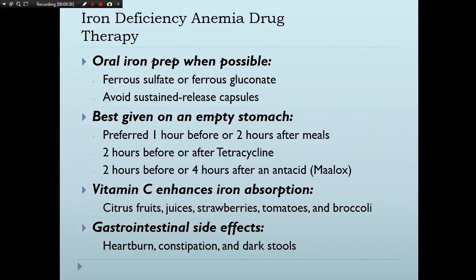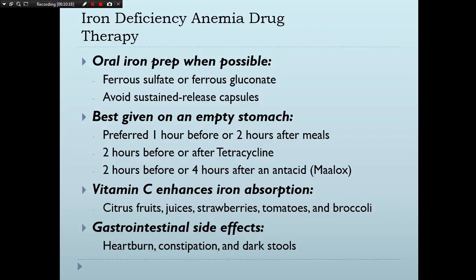Some drug therapy we might consider is always oral iron first. Some of the preparations you might see in practice are ferrous sulfate or ferrous gluconate. We're going to do our best to avoid enteric-coated or sustained release capsules, and this is because they break down farther in the small intestine, so there's going to be a decreased absorption of iron. Best to give it on an empty stomach. Vitamin C is going to enhance the absorption of iron, so we might want to encourage these patients to take their iron with orange juice, citrus fruits.